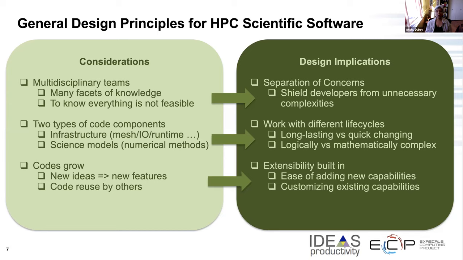And then there is the quick changing part, which is the science model. And that is quick changing because that is the part of the code that is typically under ongoing research and therefore needs frequent upgrading. And therefore this needs to have a much more nimble life cycle.